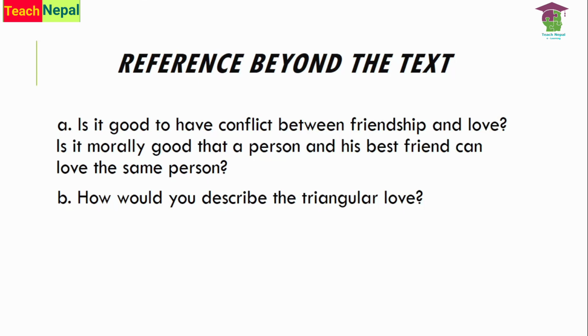Okay, how to describe the triangular love? Simply, triangular love is a love between three. Okay, sometimes it can be two girls and a boy, and sometimes two boys and a girl, right? That's what you call triangular love. Love between three. That's what you call triangular love.